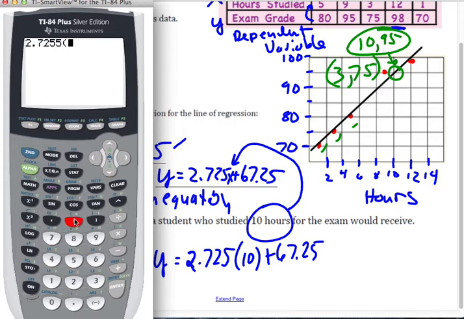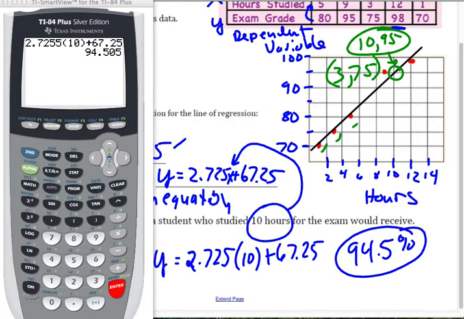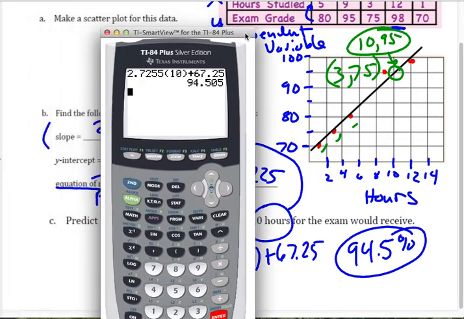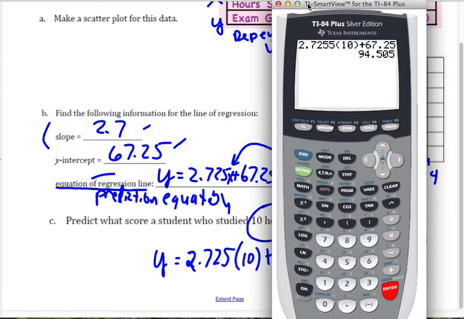2.725 parentheses 10 plus 67.25, and then just hit enter. Looks like they'd get a 94 if they studied 10 hours. They'd get a 94 or 94.5% on their test. So you might have to watch this again to understand how to use your graphing calculator to write these prediction equations or linear regressions. It's the same thing. You can just hit pause and rewind, whatever you got to do, and try it again.